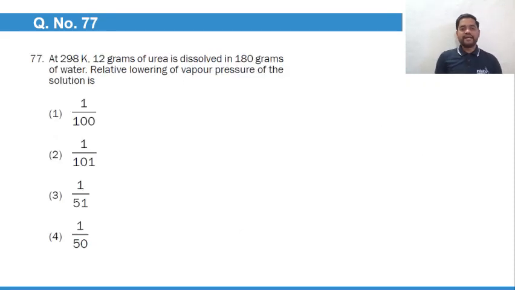76. At 298 Kelvin, 12 gram of urea is dissolved in 180 gram of water. Relative lowering of vapor pressure of the solution. So RLVP will be equal to the mole fraction. That will be equal to number of moles of solute, that is urea, whole divided by number of moles of solution.